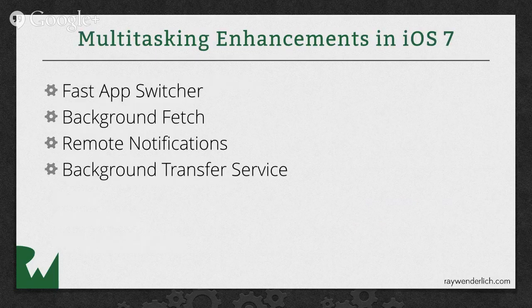Now let's move on to the multitasking enhancements that were introduced in iOS 7, and there are four of them. There's the fast app switcher, which was completely changed. Then there's prefetching. The APIs for notifications were completely changed. Also, silent pushes were introduced, which we're going to talk about a bit later. And finally, background transfer service, which is a new feature of the NSURL session APIs that Charlie Fulton talked about in the last tech talk that we're also going to cover in detail.